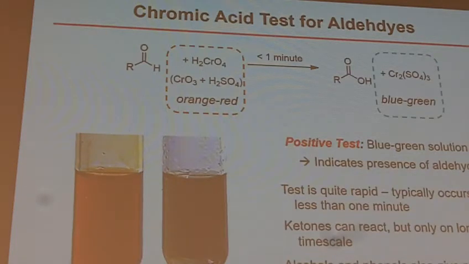Now, another key with this test is that other compounds, like I said, are very reactive with chromic acid and can give false positives.